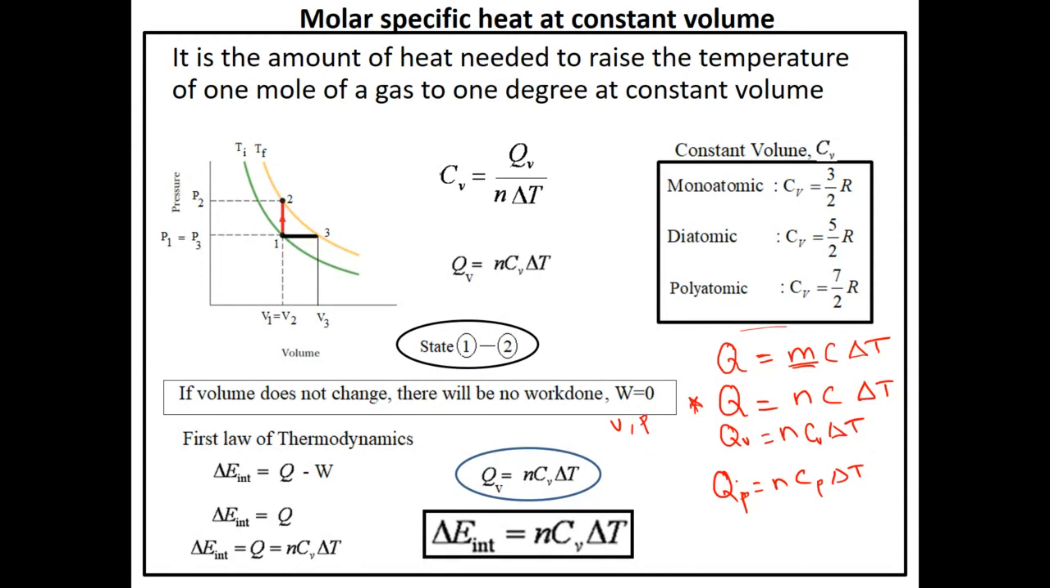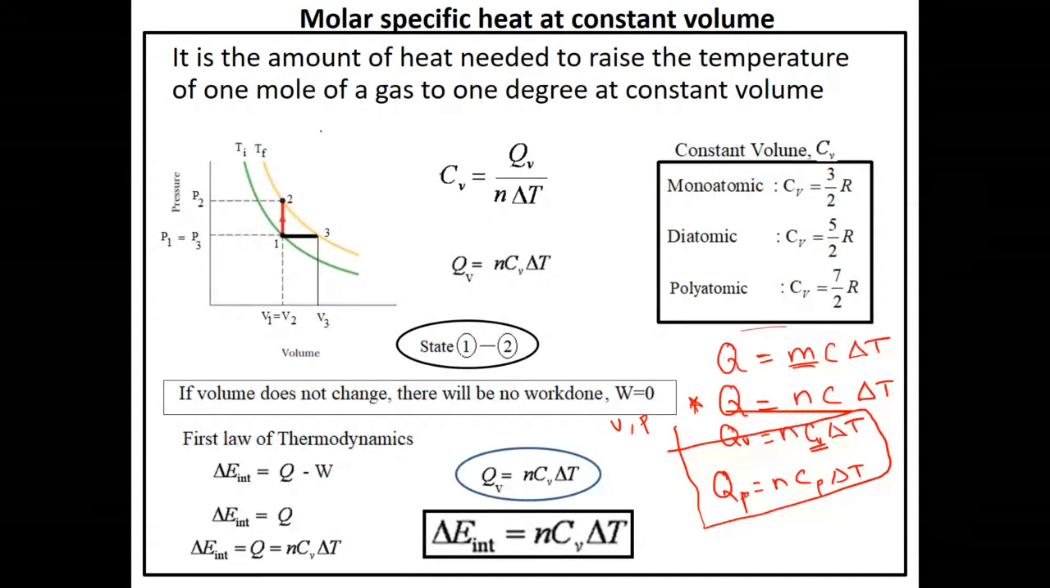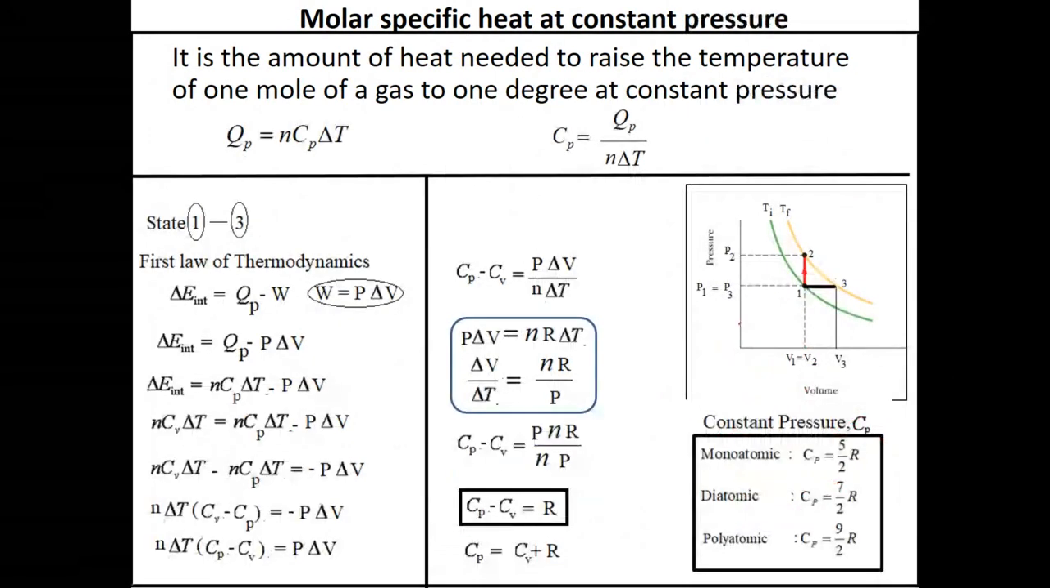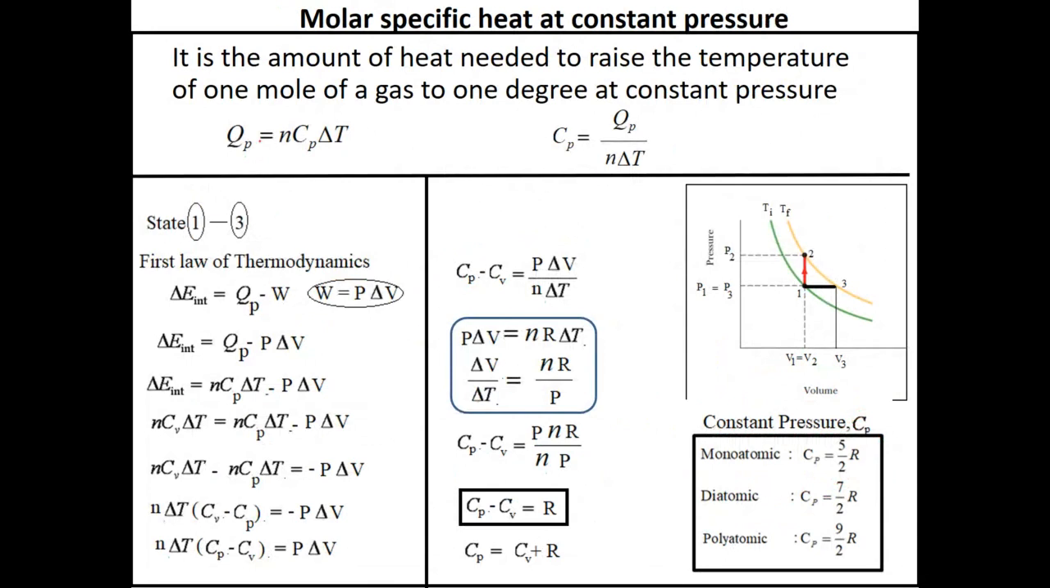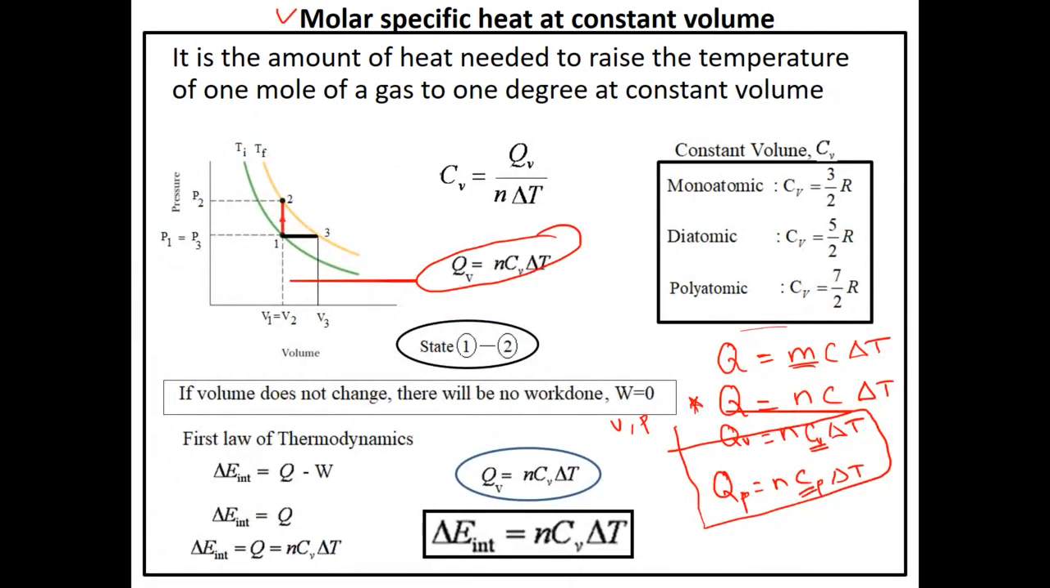Once you know this, these two formulas are very, very important, especially in this chapter. What is this C_V? It is the molar specific heat at constant volume. And what is this C_P? The molar specific heat capacity at constant pressure. You can see here we have the same formula. So how did we get this rule?